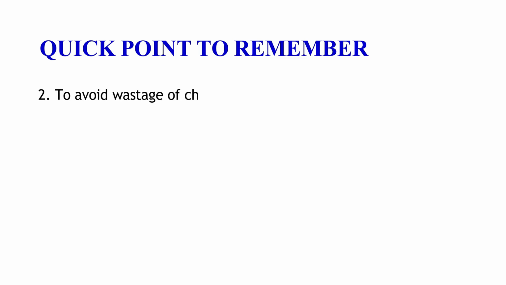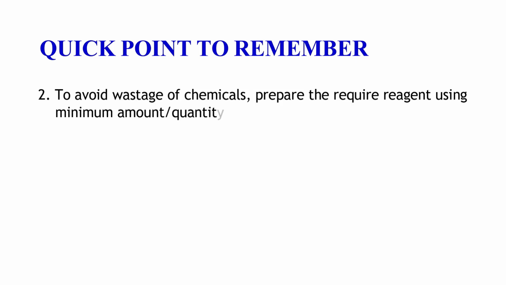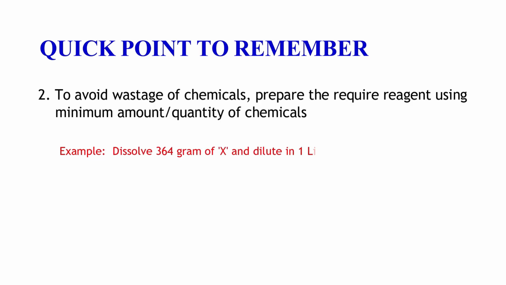And point number two, to avoid wastage of chemical, prepare the required reagent using minimum amount of chemicals. However, this might change if you have a lot of samples to analyze. For example, if the prescribed book says to dissolve 364 grams of X chemical in 1 liter of water, and if you have only a few samples, then you don't need to prepare 1 liter of a reagent.